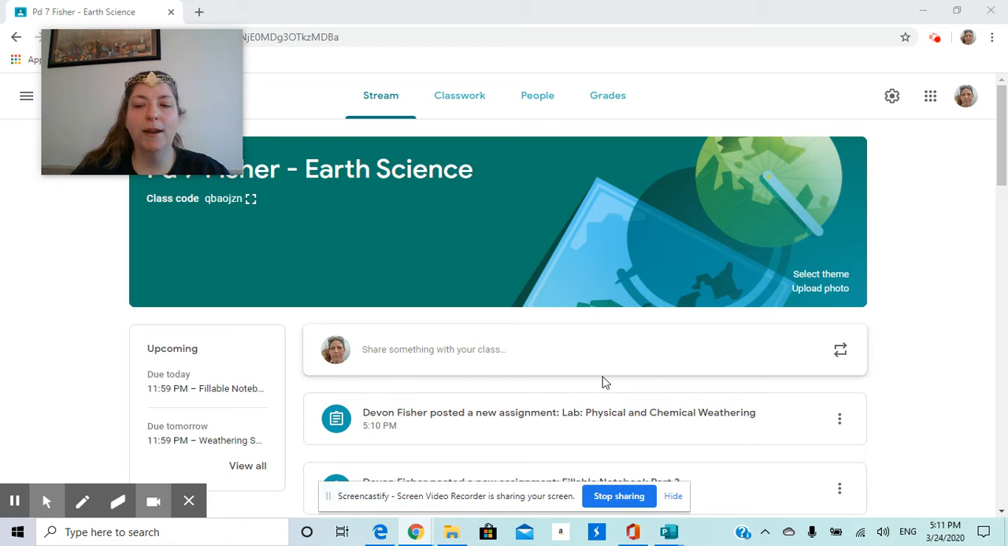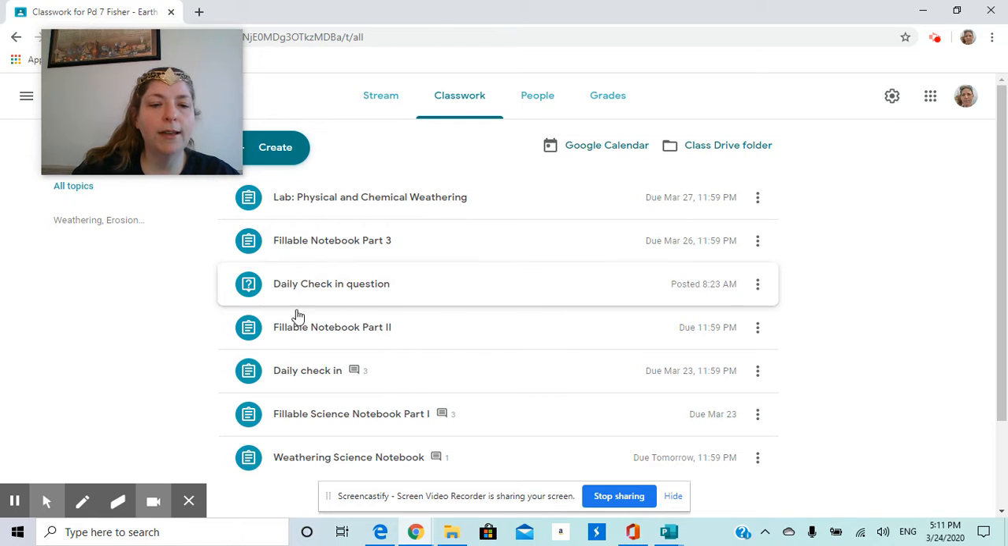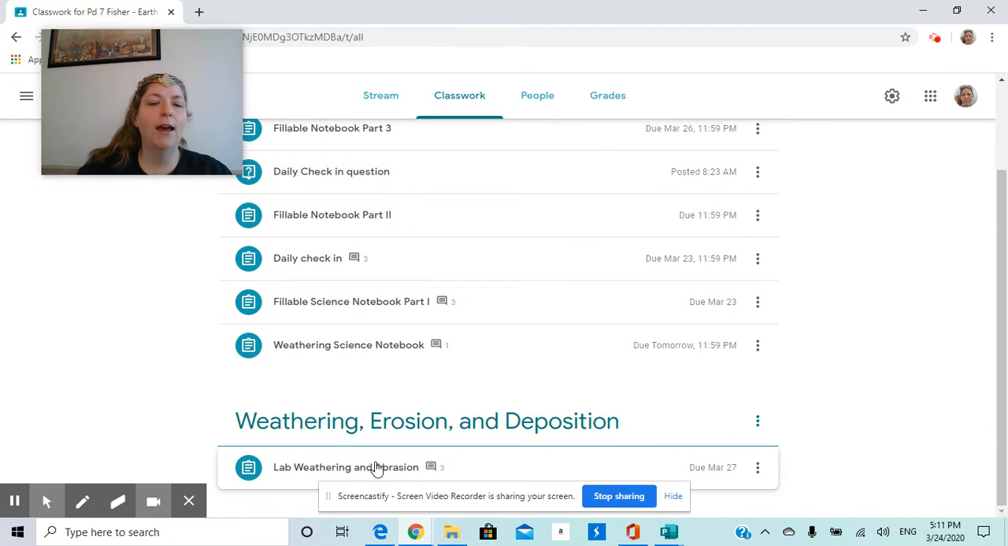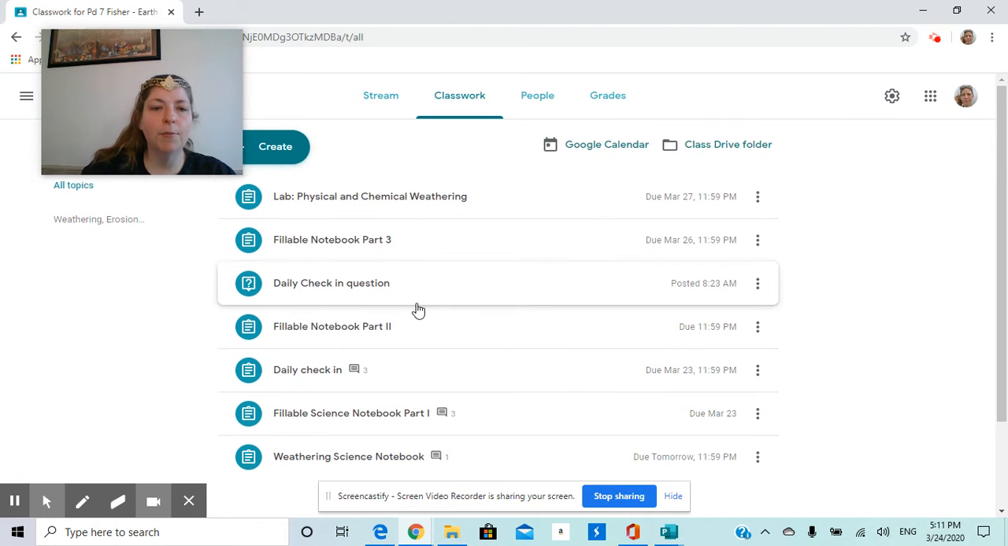So we've almost made it through the entire week. Let's take a look at the lab that we have to do today. Like before, we're going to go into our classwork. Now, if you have been really on top of your work and are really ahead of the game and have already done lab weathering and erosion, that's the same thing as the lab physical and chemical weathering.